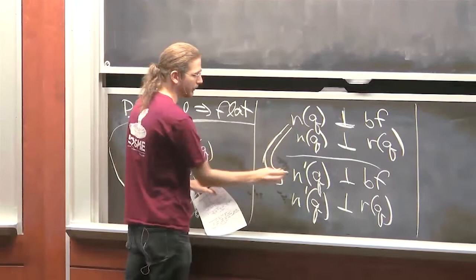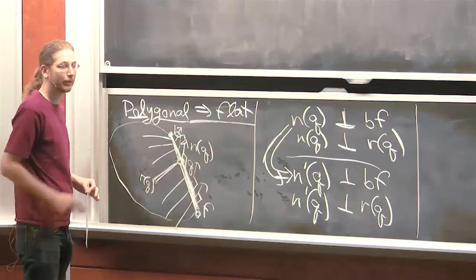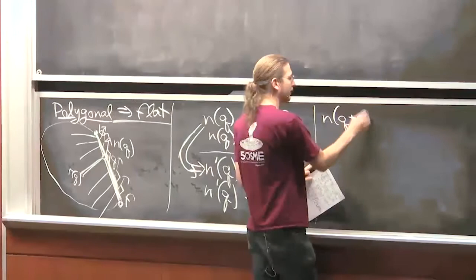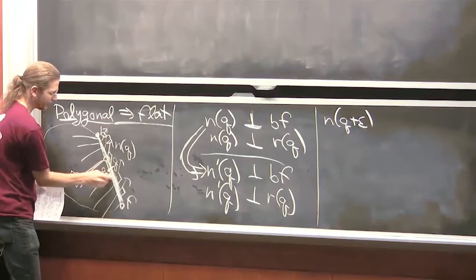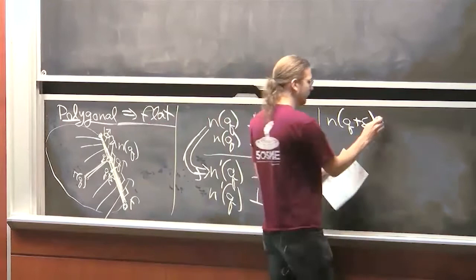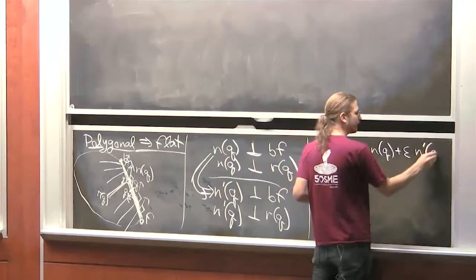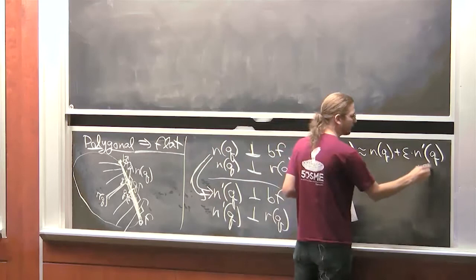Okay, the one way to formalize that is to use Taylor expansion. So I'll just write that quickly. If you look at a point Q, and I'm going to use this notation Q plus epsilon to mean a point just a little bit over. This is Q plus epsilon. This is Q. For a very small epsilon, this is going to be approximately n of Q plus epsilon n prime of Q. In Taylor expansion, then you have epsilon squared. But for small enough epsilon, this is a good approximation.